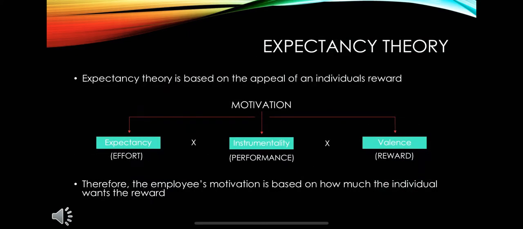We then have expectancy theory. Expectancy theory is based on the appeal of an individual's reward. Therefore, the employee's motivation is based on how much the individual wants the reward.